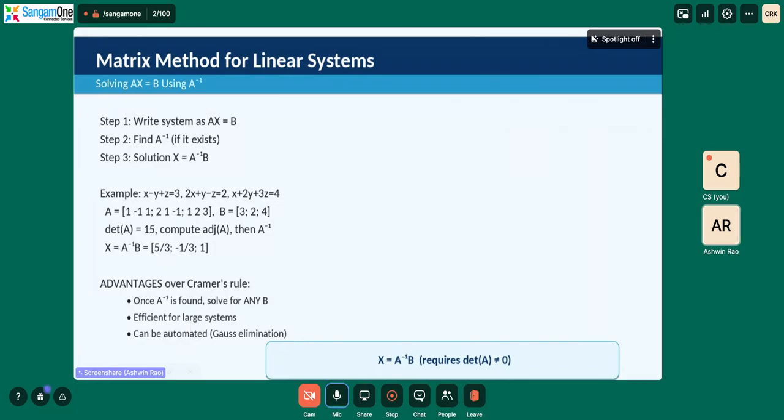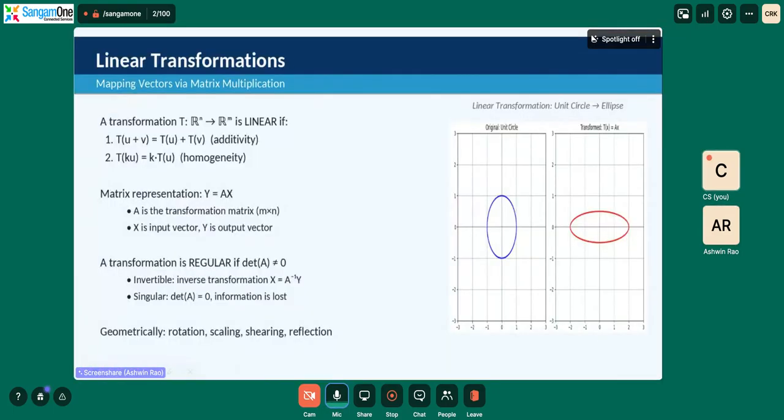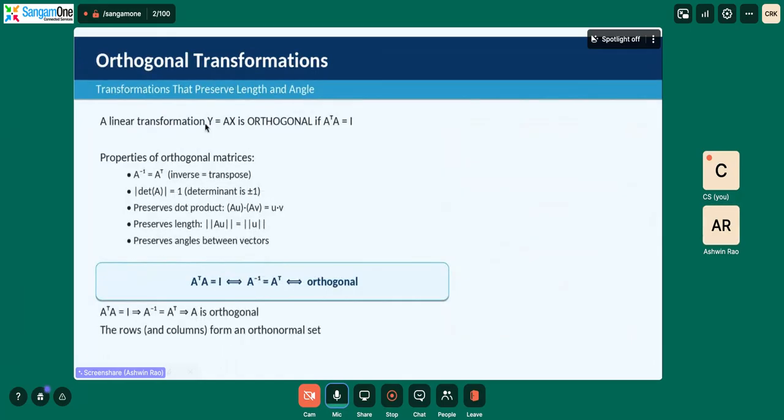As you can see here, this is just an example. These are the linear transformations. This is the linear transformation, and these are the orthogonal properties. A inverse is equal to A transpose. Determinant of A is equal to 1, which I mean plus or minus 1. It preserves dot product. Dot product means it only involves scalar quantity. Cross product means it involves only direction.